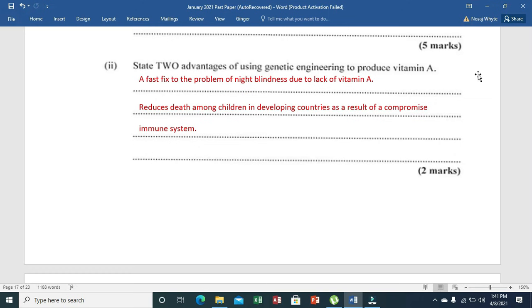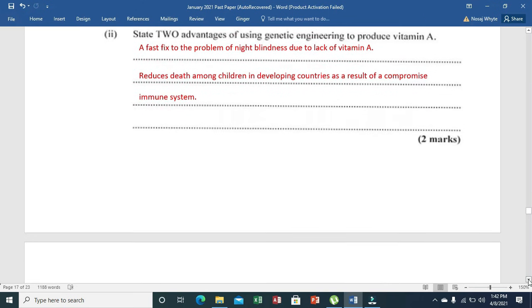Another thing is that it will reduce the death among children in developing countries as a result of a compromised immune system. Because they really don't have enough vitamin A in the diet, they're going to be suffering from night blindness, and they'll have a possibly compromised immune system as a result of that lack of vitamin A. So these are two reasons why genetic engineering is, of course, a great advantage in producing vitamin A in these areas. Now let's look at the other questions and see what they are saying.